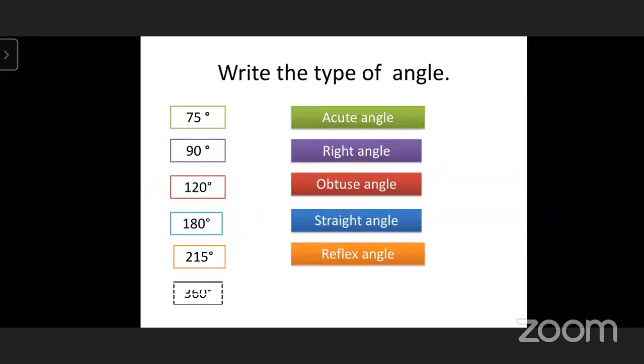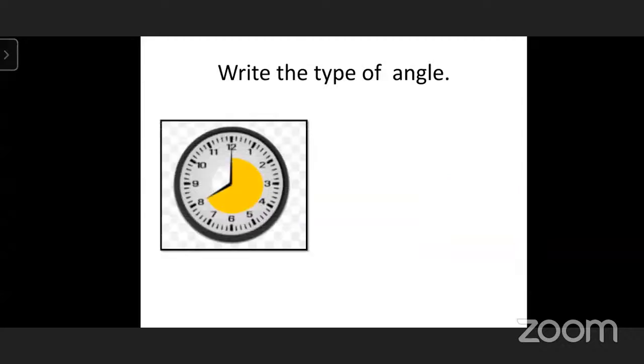And the last question, that is 360 degree. It will be zero angle. Is it a zero angle or a complete angle? That is the difference I have told you. 360 degree is a complete angle, or we also call it a full angle because it completes full rotation, right? So this will be complete angle. So we'll move for some more questions.